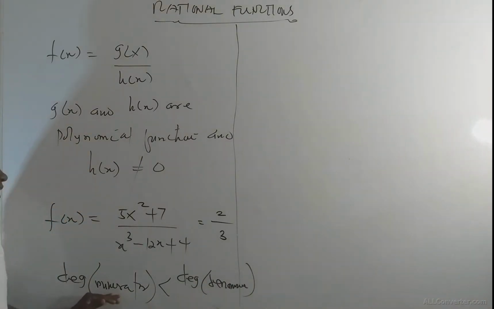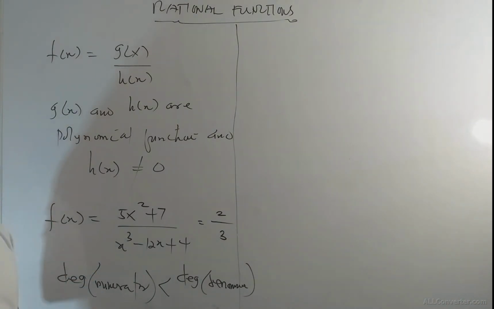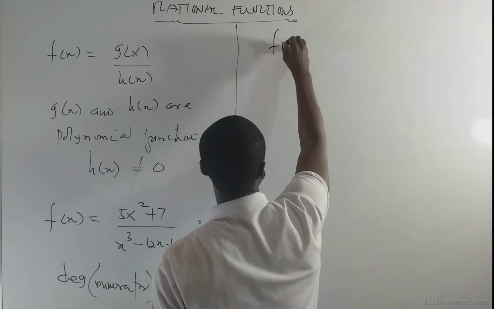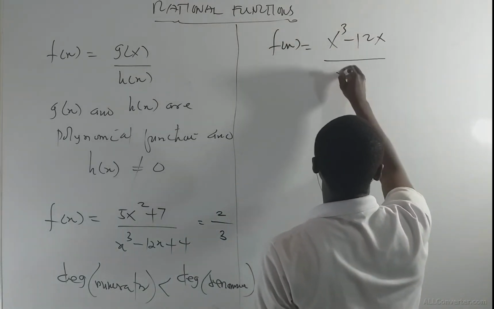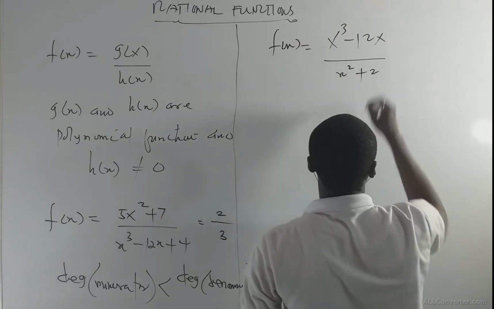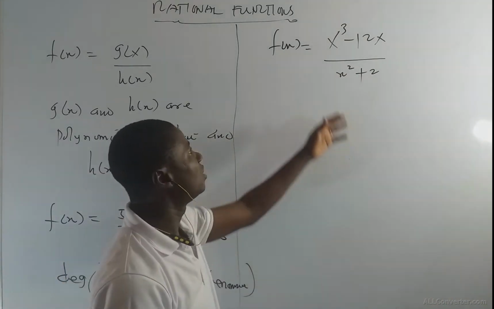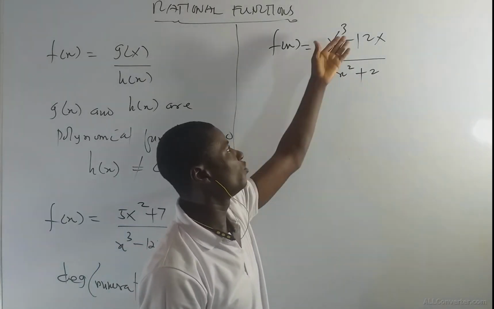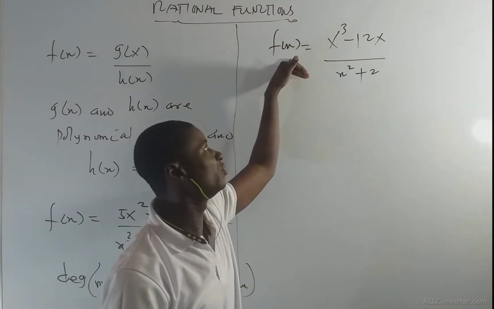The degree of the numerator, when it is equal to the degree of the denominator, then we say that the rational function is a proper rational function. Now, assuming that we have f of x equal to x cubed minus 12x over x squared plus 2, this is a rational function because it is a division of two polynomials. This is a polynomial, this is a polynomial. Because we are dividing one by the other, what we have is what we call the rational function.